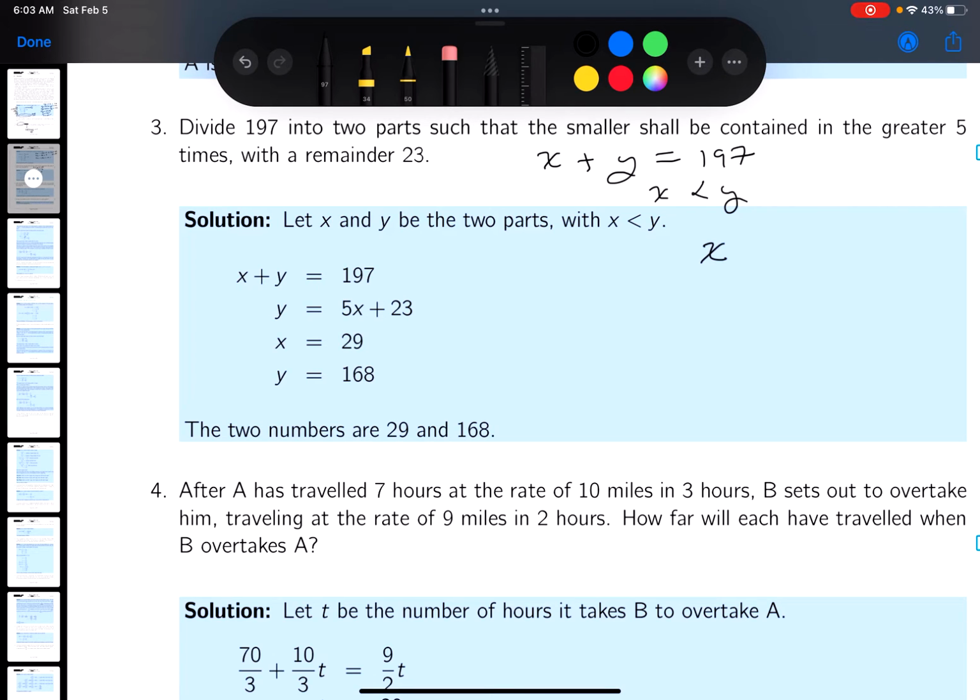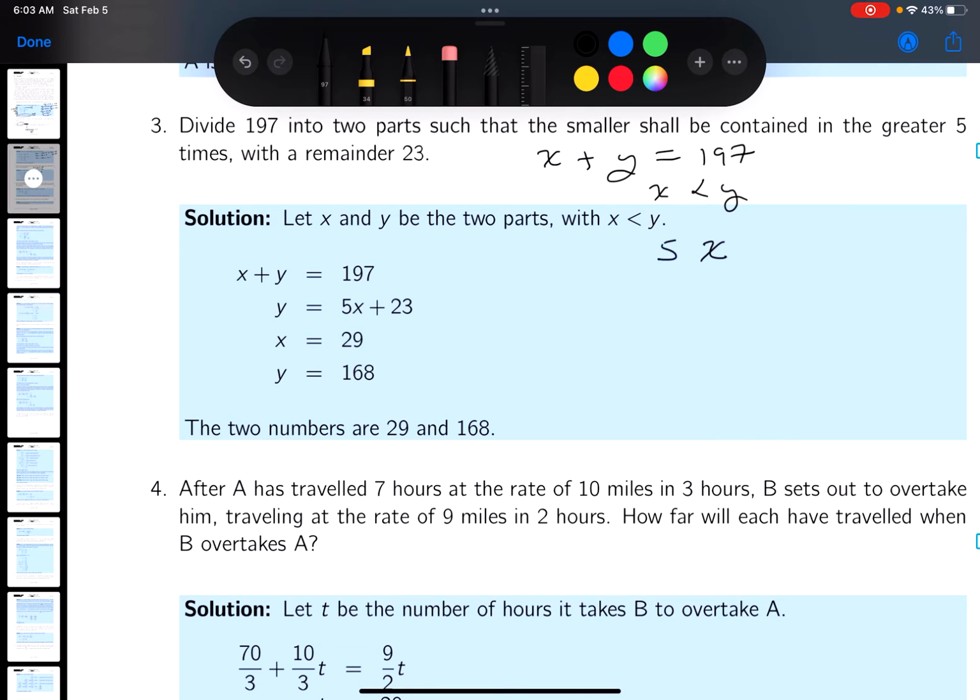So it says, the smaller shall be contained in the greater 5 times with the remainder of 23. So what do I get? I get 5x plus 23, and that's going to be equal to the greater. Let's read that again, make sure I understood what it said. We divided the number 197 into two parts, such that the smaller shall be contained in the greater 5 times with the remainder of 23. That's a tough thing to read, isn't it? But I think we got it. And what do we have? We have this, and we have this.